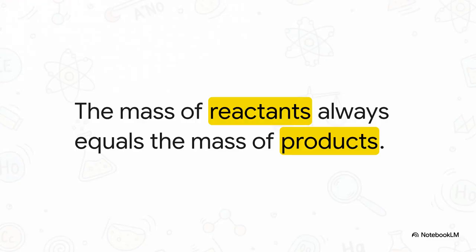We can actually simplify this big concept into a very straightforward, non-intimidating equation. The total mass of reactants will always equal the total mass of products. Now, reactants is really just the fancy science word for the stuff you start with, and products is just the stuff you end up with after the reaction happens. The mass, the physical weight, has to balance perfectly on both sides of the equation, every single time.